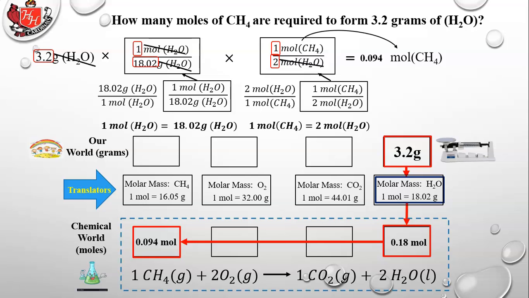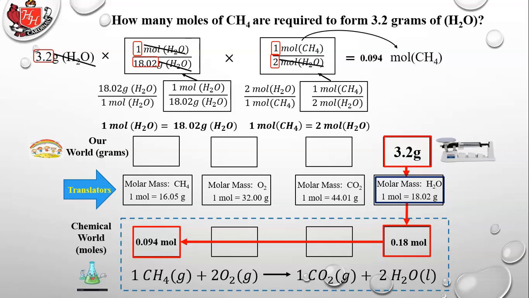0.094 moles of CH4. Here's a bonus question. How many moles of O2 do you need to burn that, or to react with that 0.094 moles of CH4? How many moles of O2 would you need? Well, you need 2 moles of O2 for every 1 mole of CH4. So in order to figure out the number of moles of O2 you would need to cause this reaction, you need to double, 2 times 0.094, which would be 1.88.